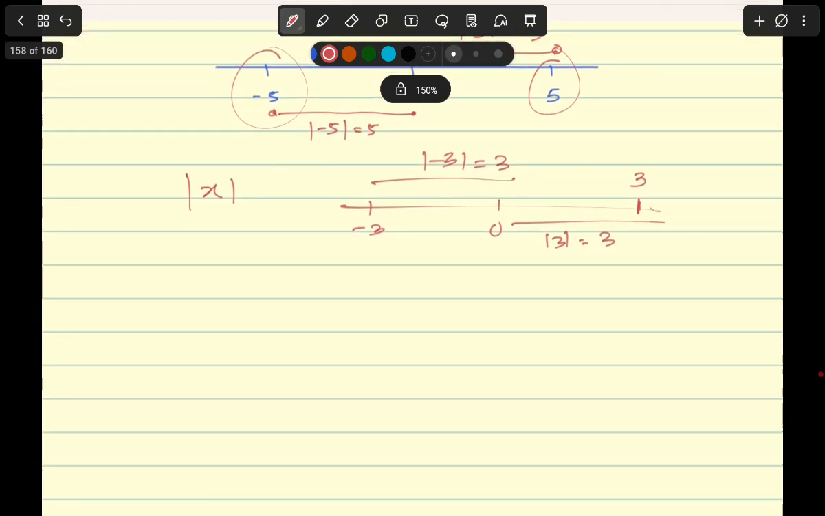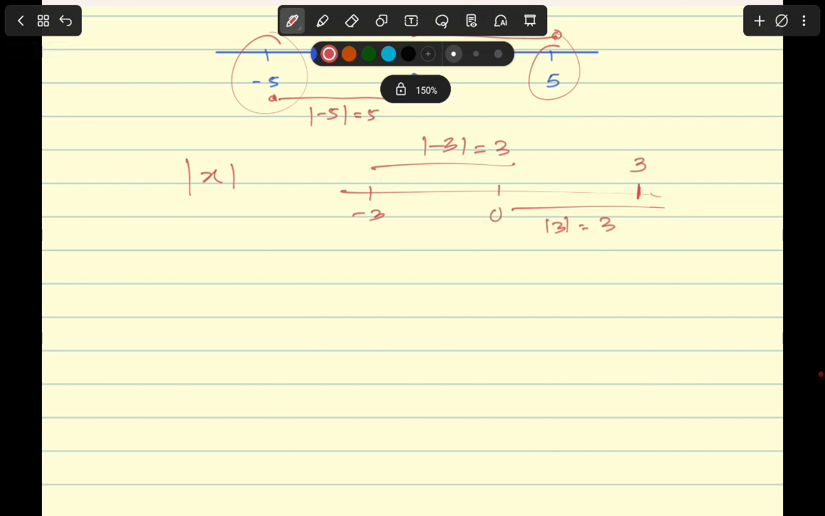So modulus of 7 will always be 7. Modulus of negative 7 will be 7. Modulus of 100 or 10,000 will be 100 or 10,000. And modulus of negative 100 or negative 1,000 will also be positive 100 or 1,000.